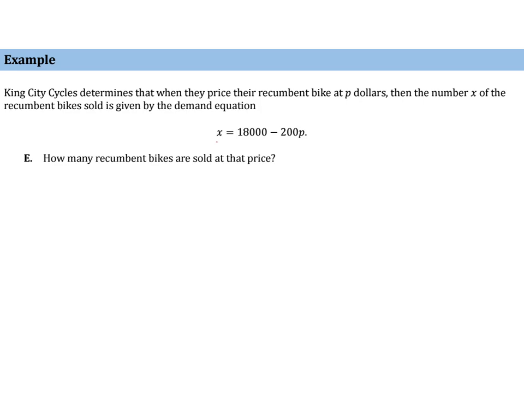Now, how many recumbent bikes are going to be sold at that price? To answer that question, we go back to our demand equation. So X is the number of recumbent bikes sold. So we will take 18,000 minus 200 times that price of $45. And so we get 900. So the answer would be 900 recumbent bikes.